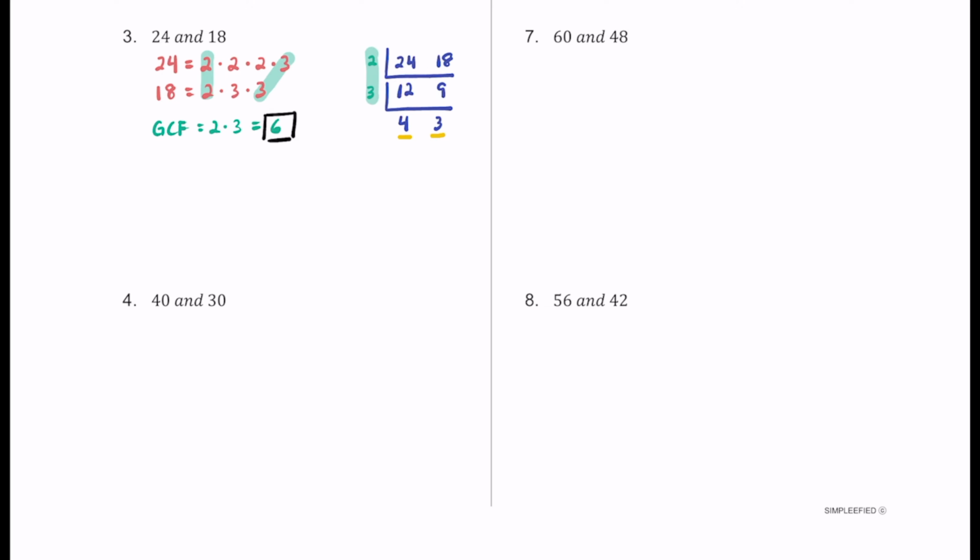And so this 2 and 3 on the side here, if you multiply them together, 2 times 3, that's going to equal 6. So that would be the GCF, but we already knew that. It just confirms that this is true. Okay. Moving on to number 4, we have 40 and 30.